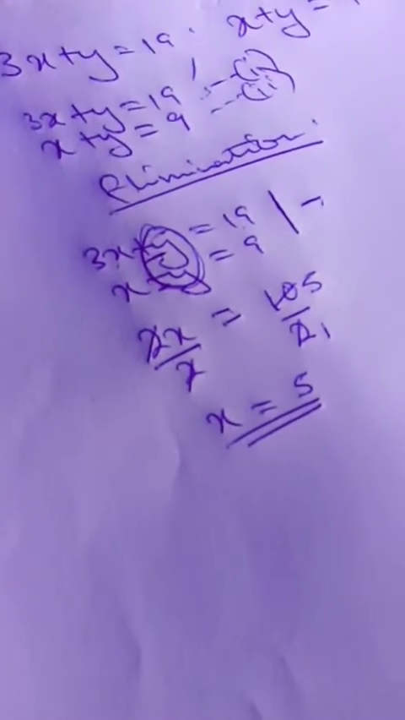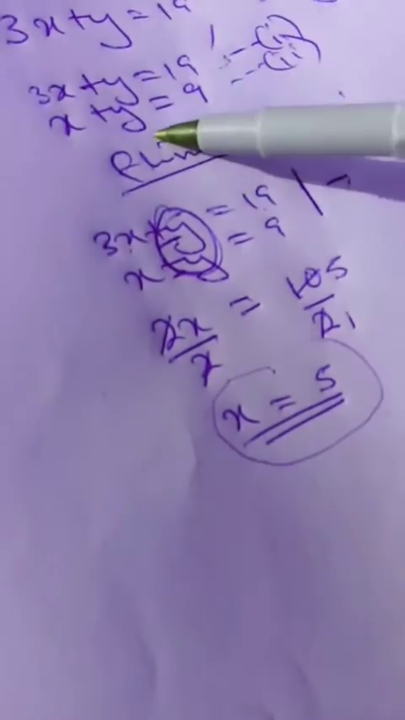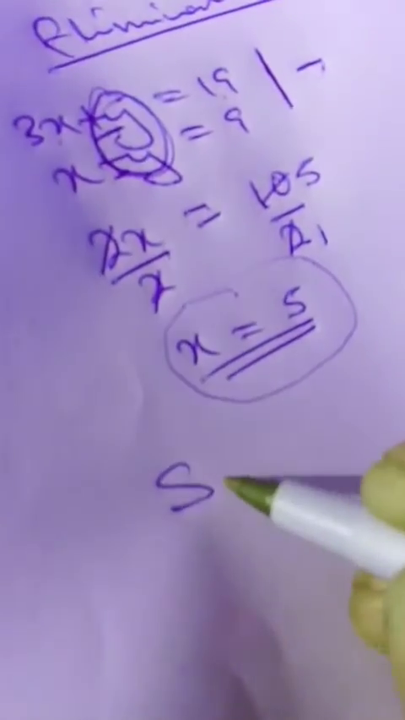Since our main focus is to find the value of the unknowns, and we have already found the value for x, we need to find the value for y. How can we find the value for y? We have to substitute. Since we have found the value of x, we substitute it into either the first equation or the second equation. So let's take the second equation and substitute the value of x so that we can easily find the value for y. So it's substitution.